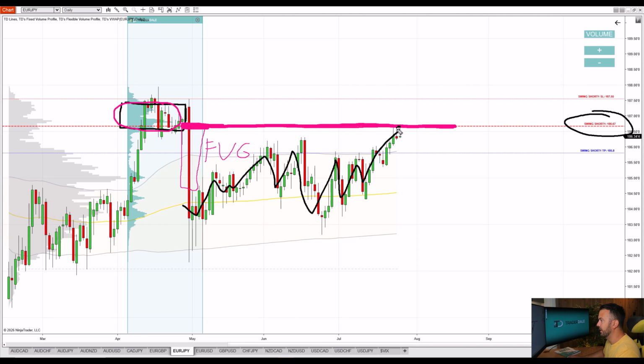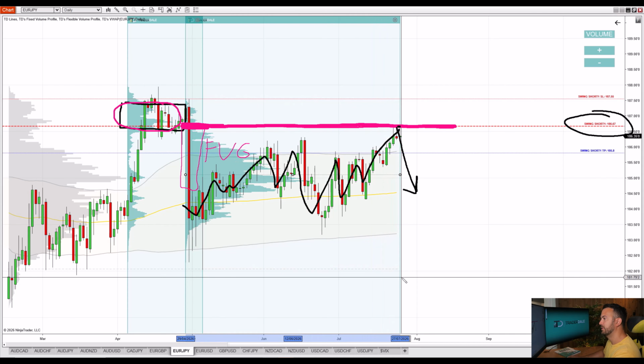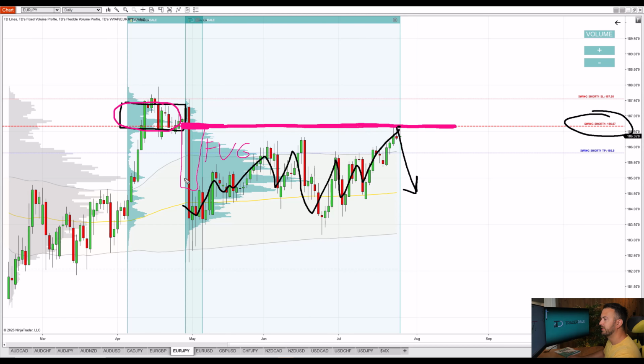and now I'm hoping for a reaction. I think that the price could go back into that rotation, quite possibly go back to the point of control of that rotation, which is in here. So I think that this could be a good place for a take profit.